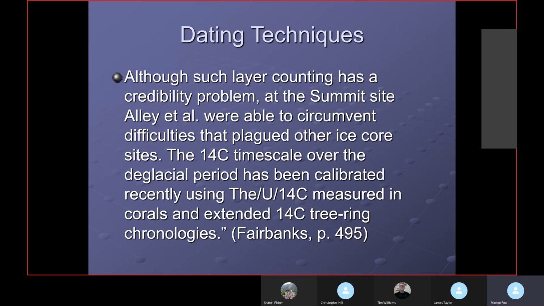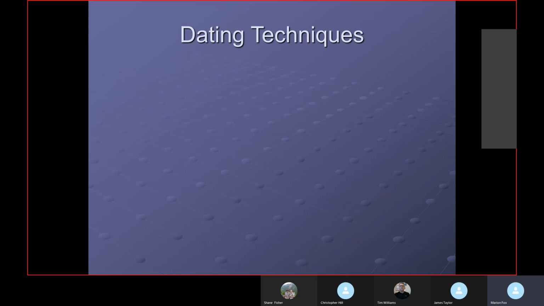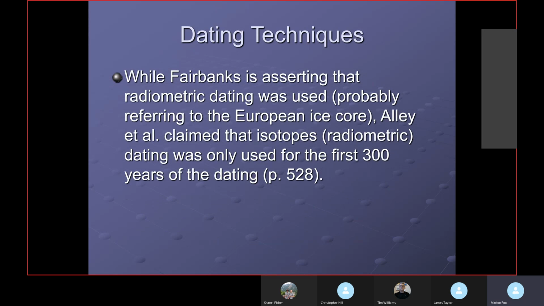So again, there were difficulties, and so they solved it by using radiometric dating. They calibrated it using uranium and carbon-14. Carbon-14 is radioactive carbon, a radioactive isotope of carbon. Fairbanks is asserting that radiometric dating was used, probably referring to the European ice core, as my study showed.